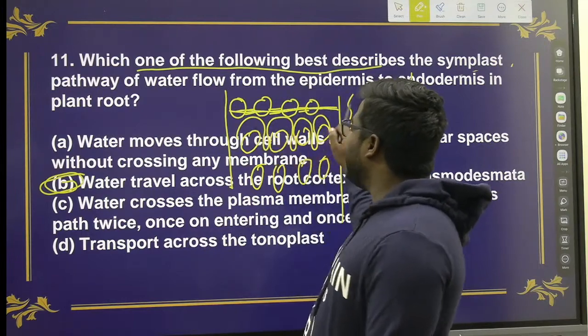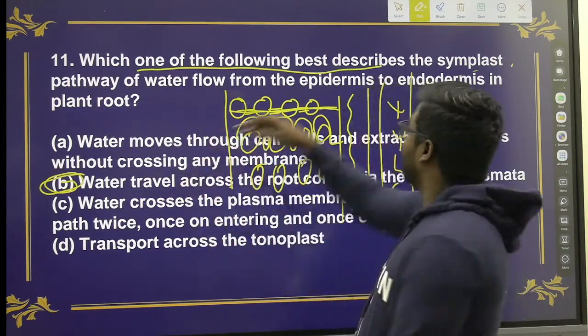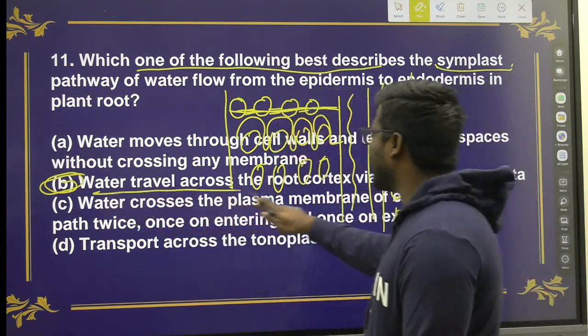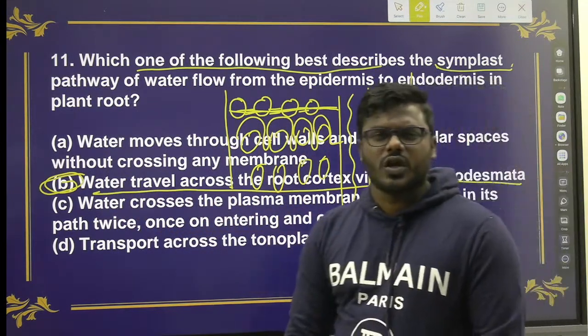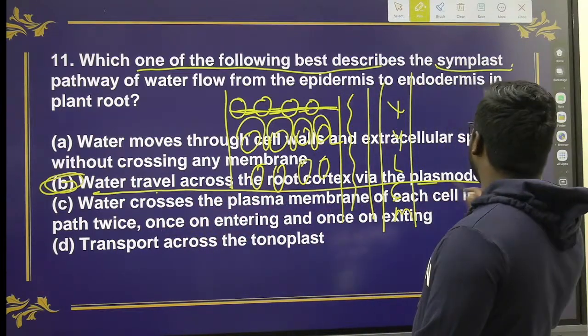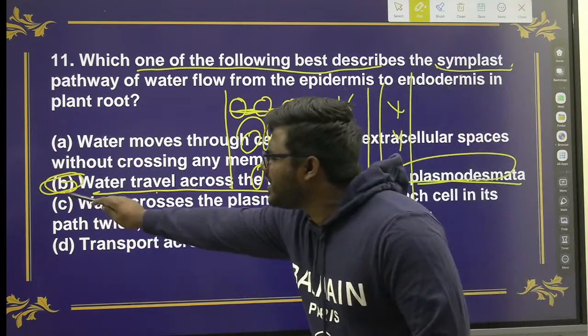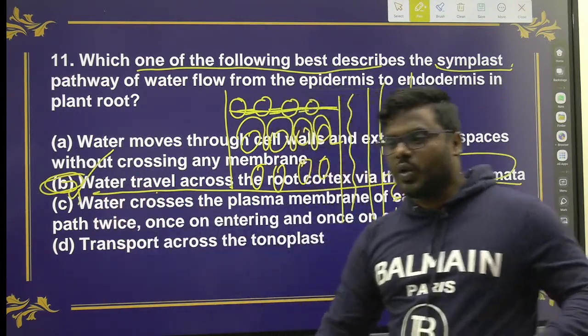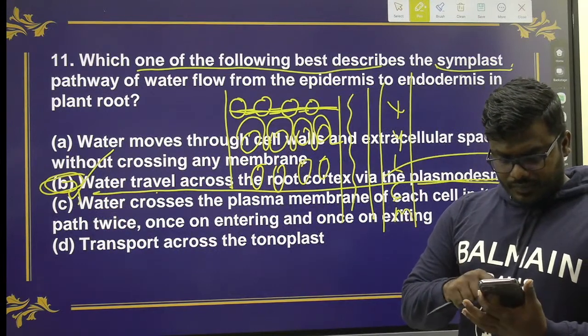Symplastic means inside the cell. So that is what we call symplastic. The correct answer, a direct one, you need not look into the other options actually: water travels across the root cortex via the plasmodesmata. Very simple, friends. Direct question. Question number 11, the answer will be B. Slowly, slowly.